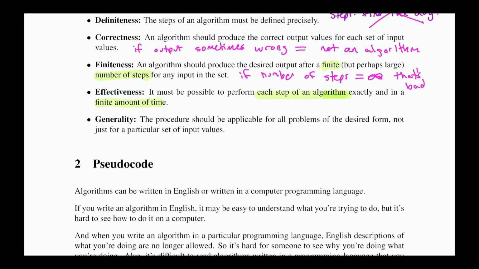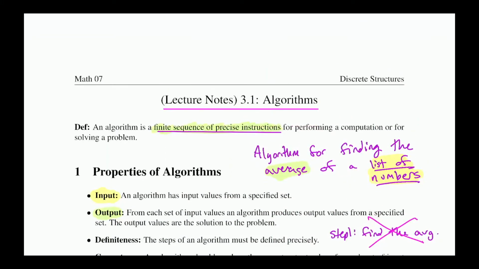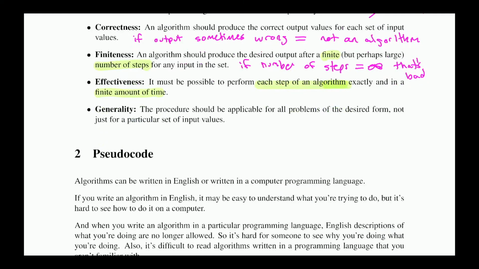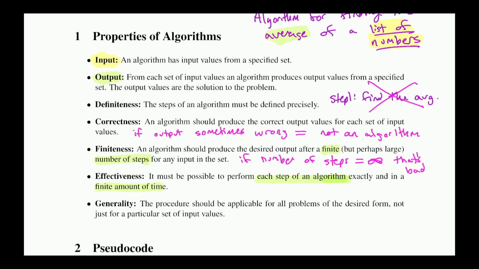And then finally, generality. Generality means that the procedure should work for all of the problems of the desired form, right? So if you have an algorithm that's supposed to find the average of a list of numbers, it's not good enough to work on some lists of numbers. It needs to work on all lists of numbers. Otherwise, it's a bad algorithm. Okay? And so, assuming that your algorithm does all of these things correctly, then it is, in fact, an algorithm.